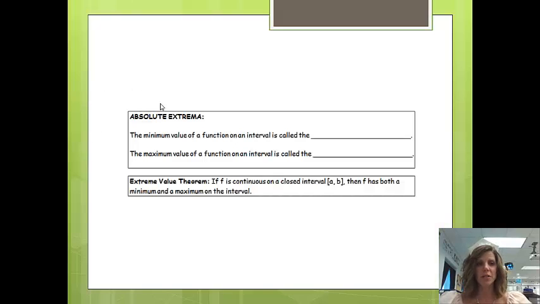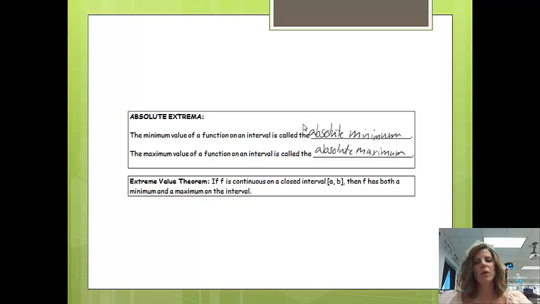Absolute just means it's the highest or the lowest, and extrema is just a peak value or a valley value. The minimum value of a function is going to be called the absolute minimum. And the maximum value on an interval is called the, surprise, absolute maximum.